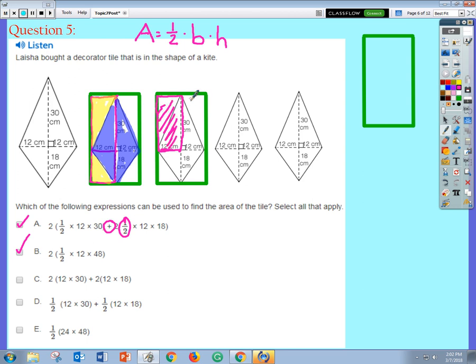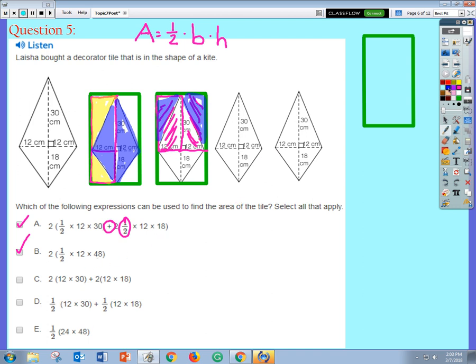Well, that would find the area of this whole rectangle here. I don't like this already because it's not accounting for these blank spaces here. It's including these blank spaces as part of the area of the kite, which it's not. And they go for the bottom part here, 2 times 12 times 18.